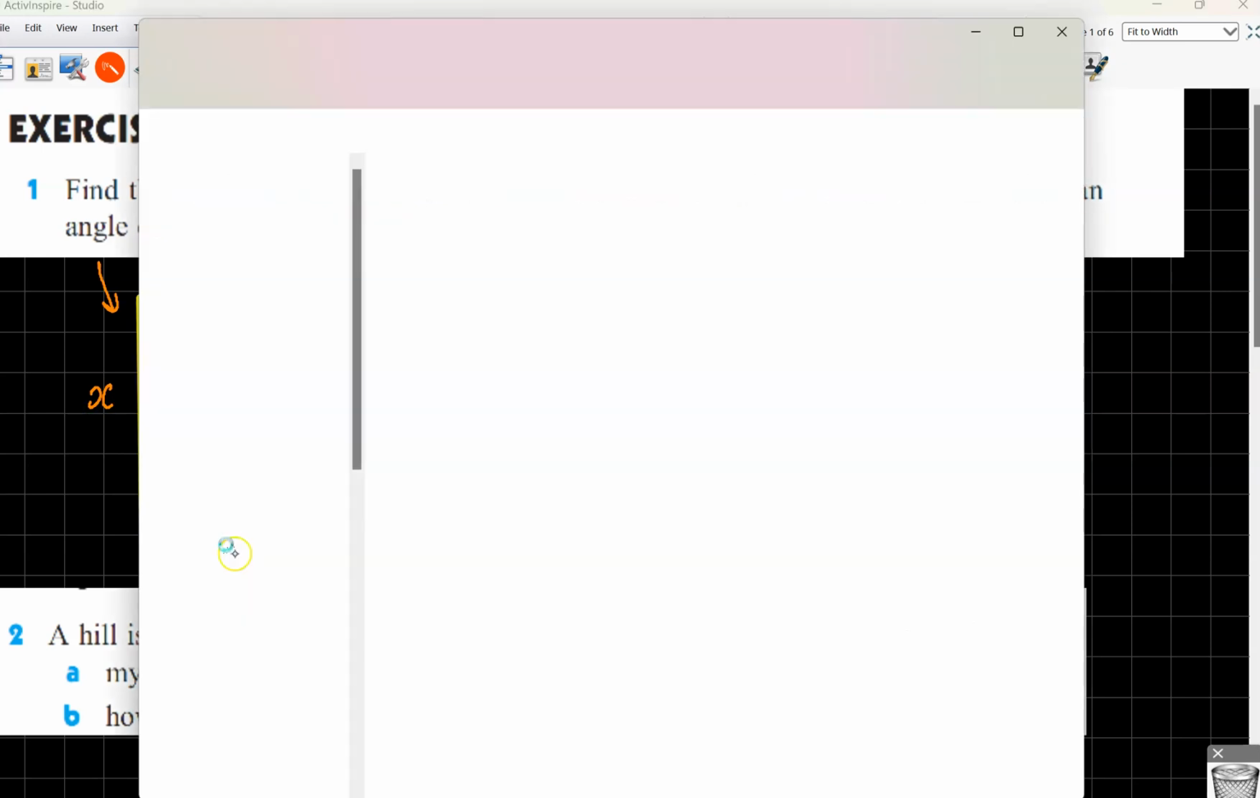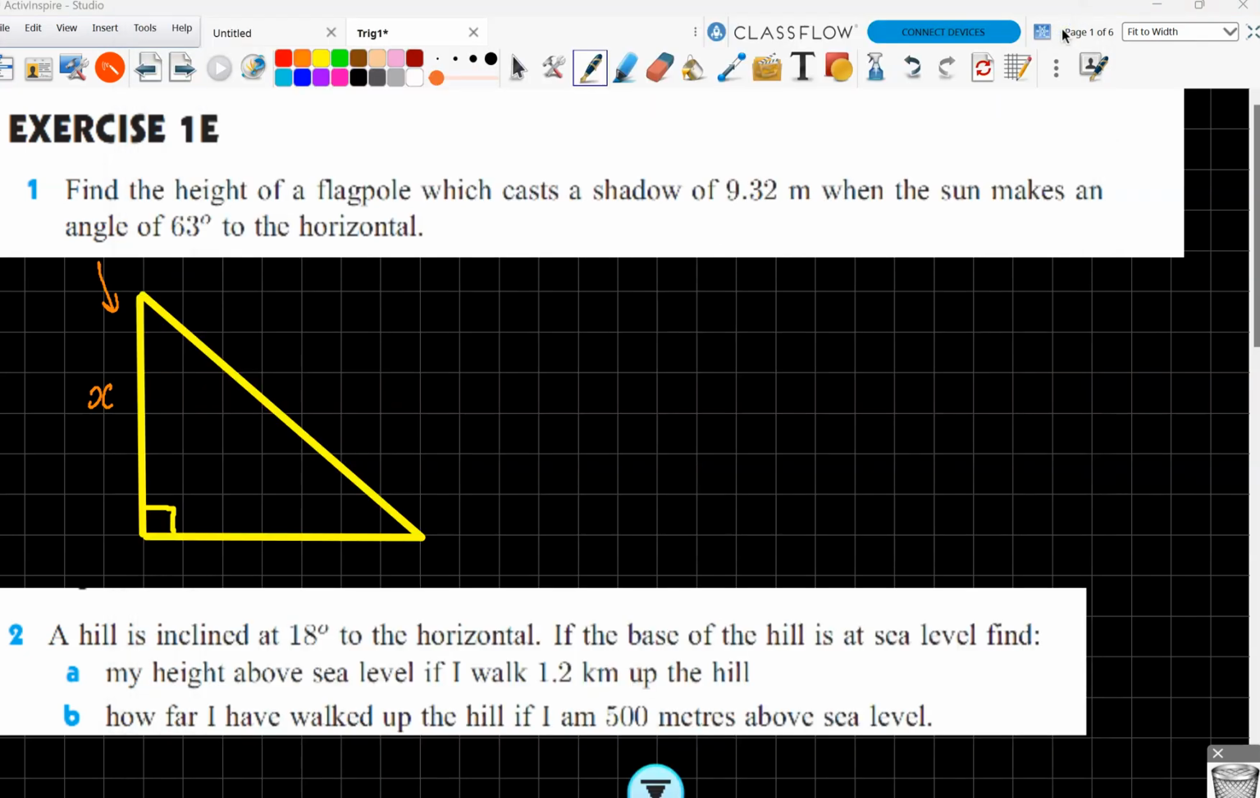The shadow has to be on the ground in this case, so 9.32 meters is going to be there. The sun makes an angle of 63 with the horizontal. So clearly the horizontal is along the bottom, and the rays are coming down. So we're going to pop the angle there. That one in there is the 63 degrees.